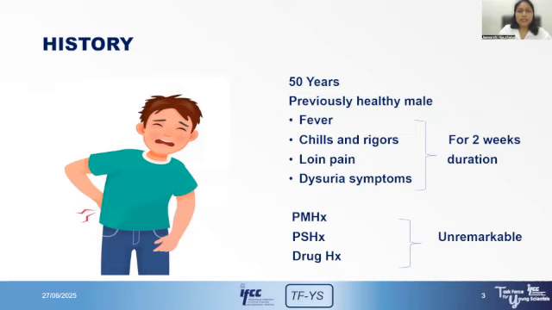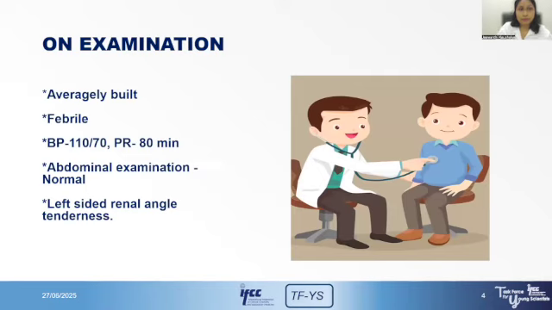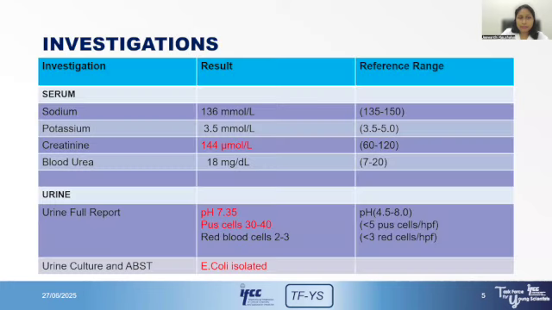My patient is a previously healthy 50-year-old male who presented with fever, chills and rigors, loin pain and dysuria for 2 weeks. His past medical, past surgical and drug history were unremarkable. On examination, he was averagely built and febrile to touch, with normal blood pressure and pulse rate. The abdominal examination was normal, and he was found to have left-sided renal angle tenderness.